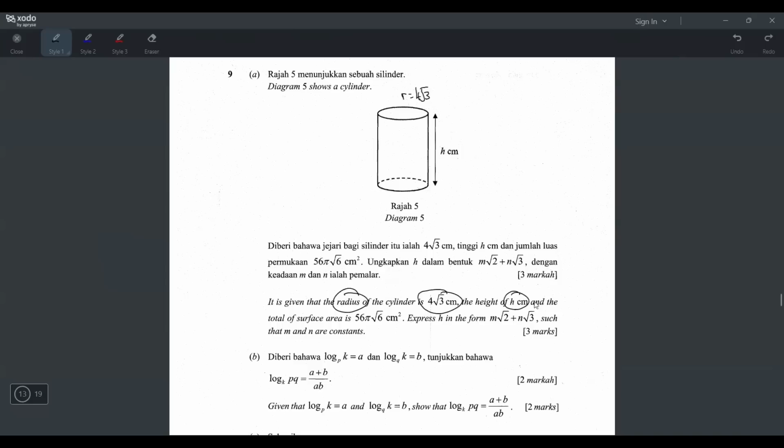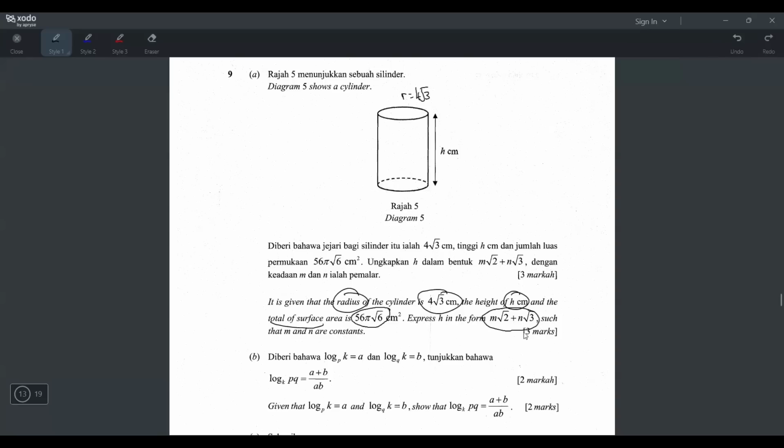The height H cm, okay, boleh. And the total surface area is 56 pi square root 6. Okay, I see the word already. Total surface area. So nanti kena guna formula total surface area lah. Okay, what is total surface area? Okay, let's finish reading the question first. Express H in the form of m square root 2 plus n square root 3 such that m and n are constants.